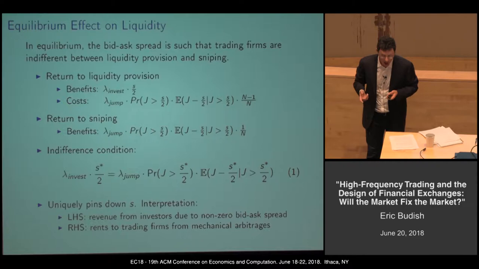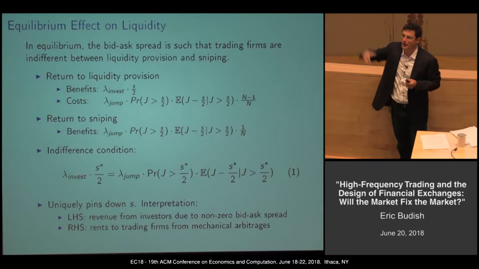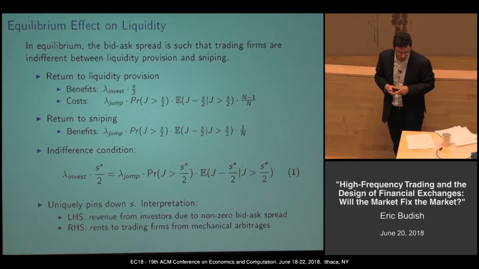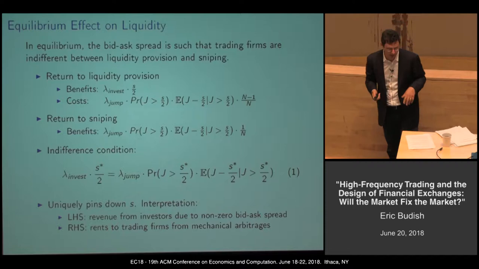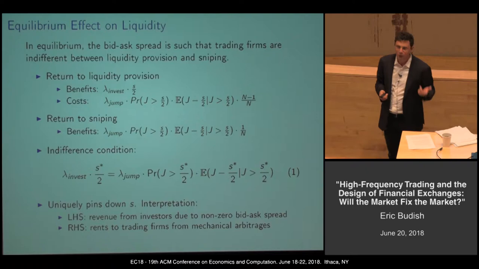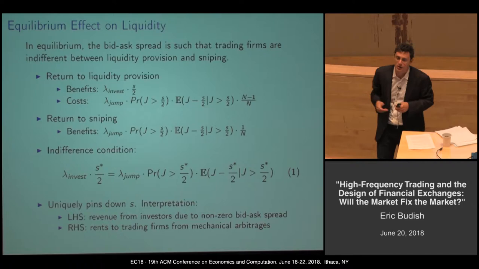Sniping has benefits when jumps occur. And in these mathematical expressions, notice that the cost to every one liquidity provider from providing liquidity has an (n minus 1) over n term at the end, and that's just the sum of the benefits to the snipers. They're n minus 1 snipers trying to snipe them. It's a zero-sum transfer between snipers and liquidity providers, if you will. Making trading firms indifferent between these two activities yields an equation that characterizes the equilibrium spread, the equilibrium cost of liquidity for investors. And what it says is that the profits trading firms earn from sniping is an expense borne by trading firms providing liquidity, who then earn that back by charging a wider than necessary bid-ask spread, charging more for that liquidity to end investors.